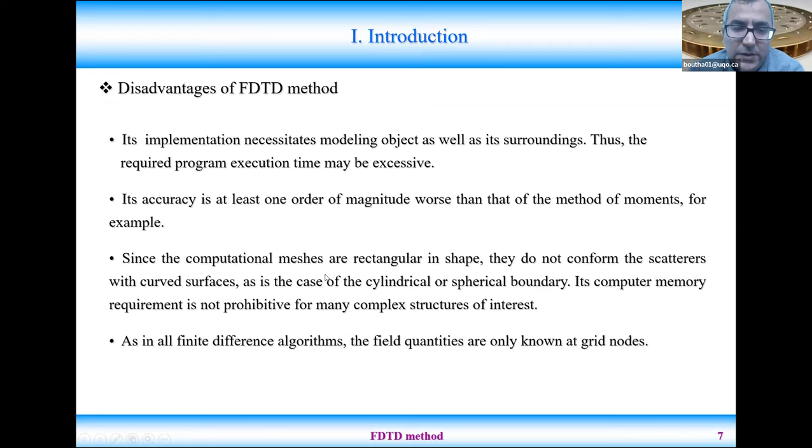And as in all finite difference algorithms, the field quantities are only known at grid nodes. So we have grids, we know at the nodes what the field is, but we don't know in between.